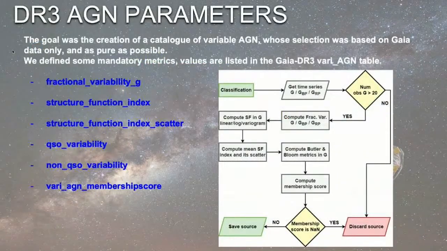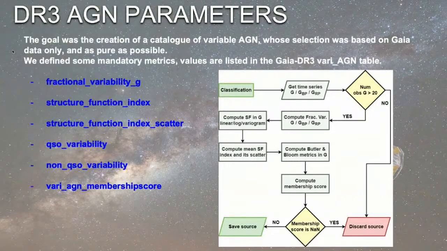The goal was the creation of an algorithm whose selection was based on Gaia data only and as soon as possible. We define the metric values listed in the Gaia DR3 variability table. The parameters we publish are the fractional variability, the global function, and the error. So, these are the Bloom parameters and the variability membership.